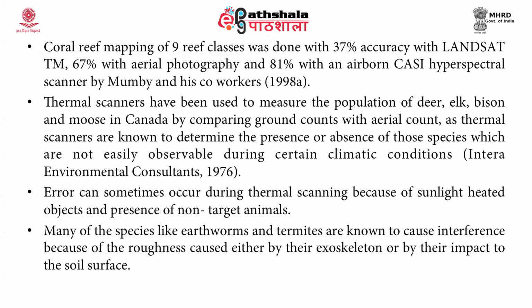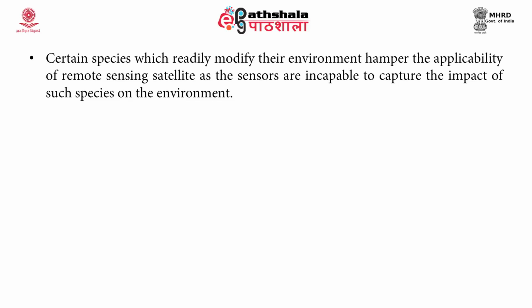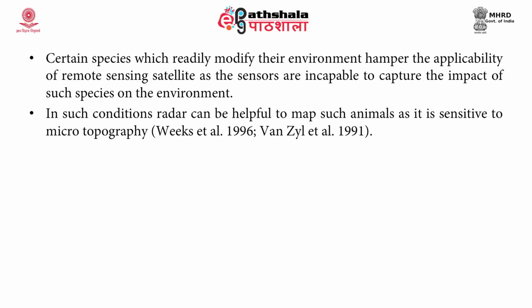Many species like earthworms and termites are known to cause interference because of the roughness caused either by their exoskeleton or by their impact on the soil surface. Certain species which readily modify their environment hamper the applicability of remote sensing satellites, as the sensors are incapable of capturing the impact of such species on the environment. In such conditions, radar can be helpful to map such animals as it is sensitive to microtopography.